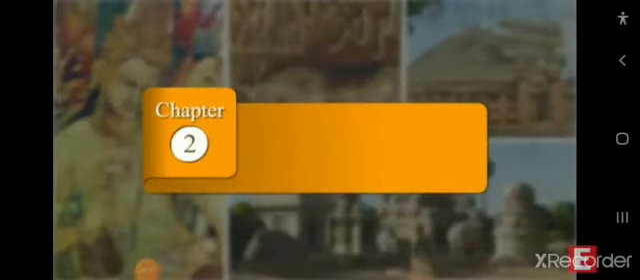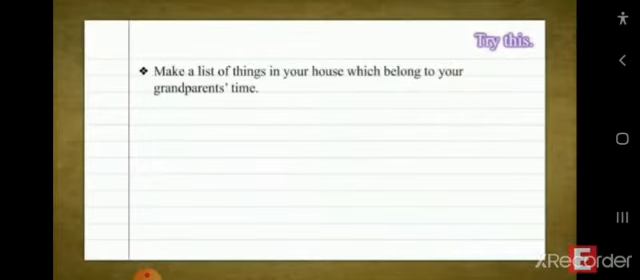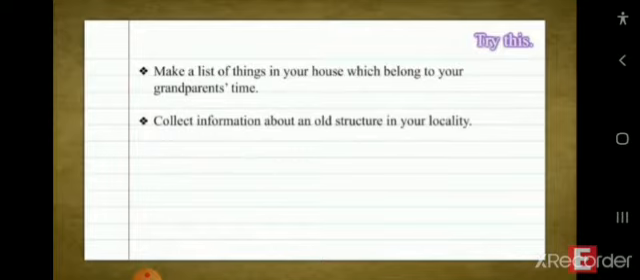History. Chapter number 2. Sources of History. Sources of History. Try this. Make a list of things in your house which belong to your grandparents' time. Collect information about an old structure in your locality.